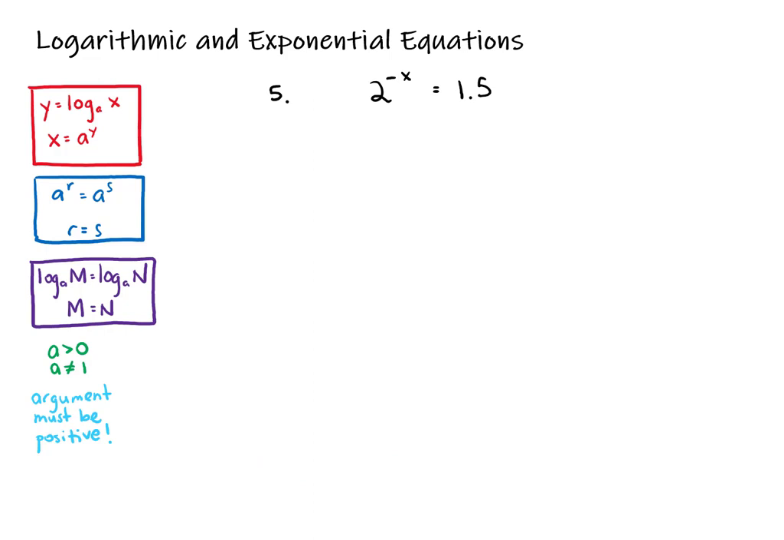When we look at question number 5, which is an exponential equal to a constant, and the variable is in the exponent, then we're going to use the rule in red to rewrite this equation as a logarithmic equation. And notice that the log will have the same base as the exponent. And so we will take the negative x will be equal to log base 2 of 1.5.